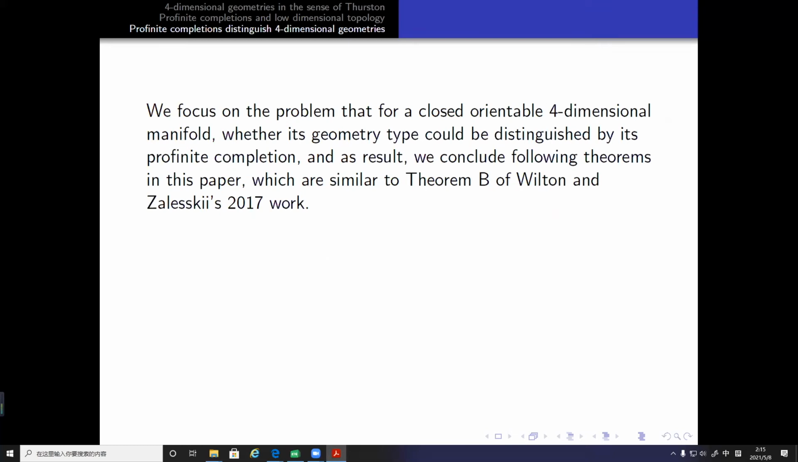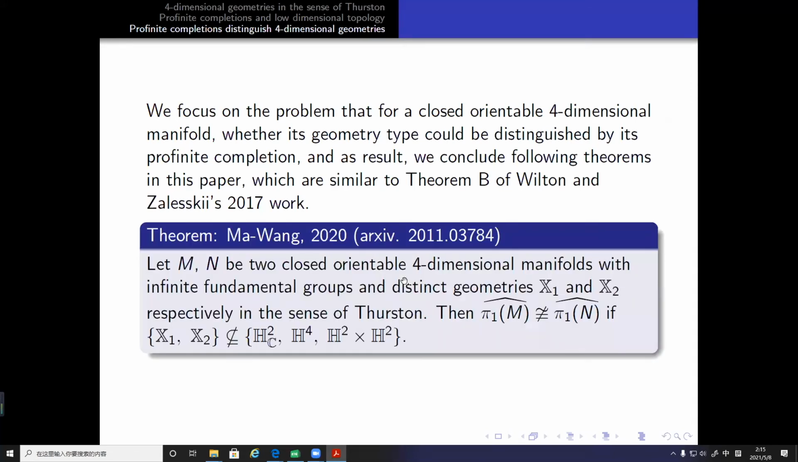It's a 2017 paper in Geometry and Topology. And so our theorem is that for two manifolds which are closed, orientable and four-dimensional, with infinite fundamental groups and distinguished geometries X1 and X2.